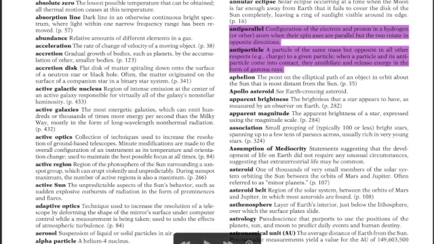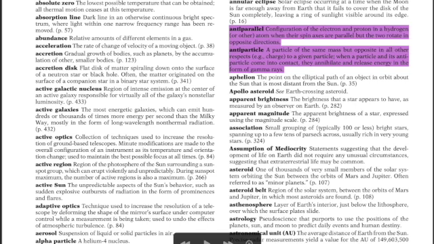Apparent brightness: the brightness that a star appears to have as measured by an observer on the Earth. These are called apparent because there is atmosphere, and it causes deviation in our observation.